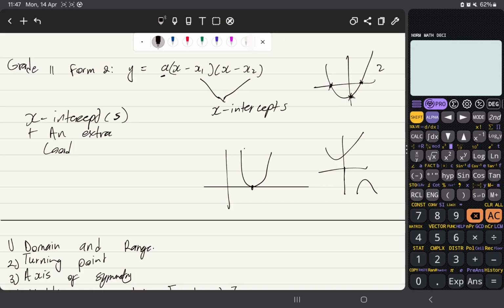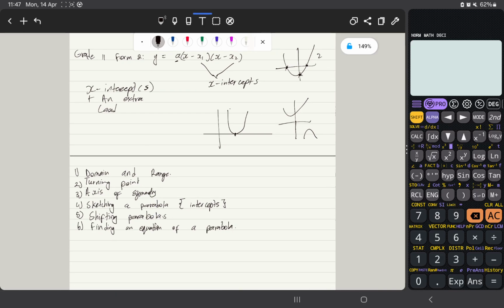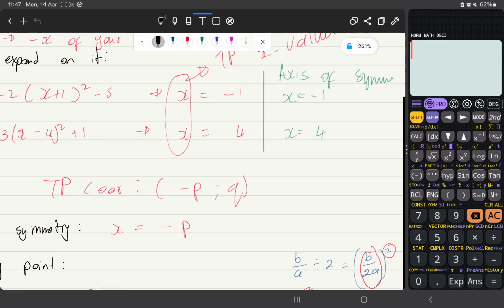I mean, that's all I can say about form 2. Form 2 is really simple. We're gonna do some examples, and we're gonna see what exactly I mean. So let me go back to form 1.